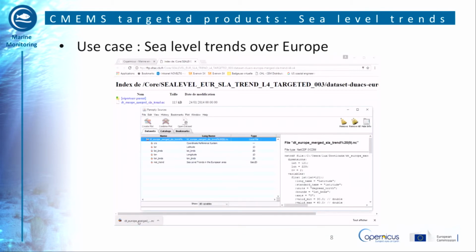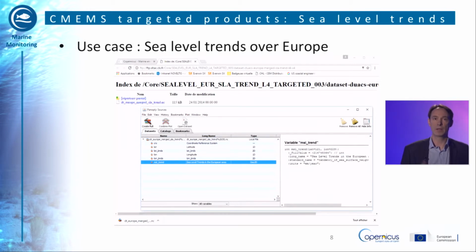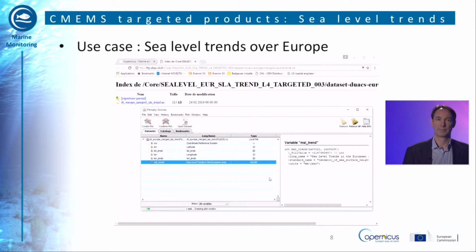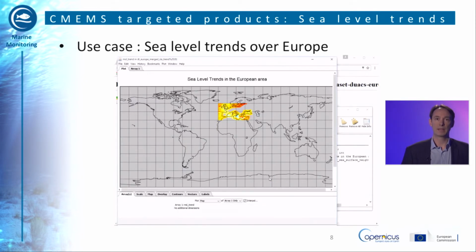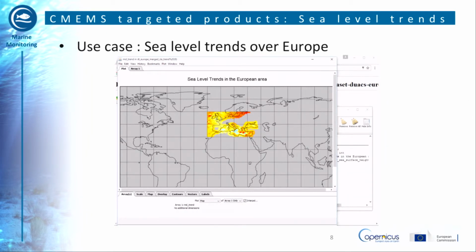A Panoply interface now appears, and you will have to select the variable you want to visualize, such as sea level trend. On the right, the characteristics of the relative datasets. Click on Create Plot, zoom by using the Control-click combination, and that's it.